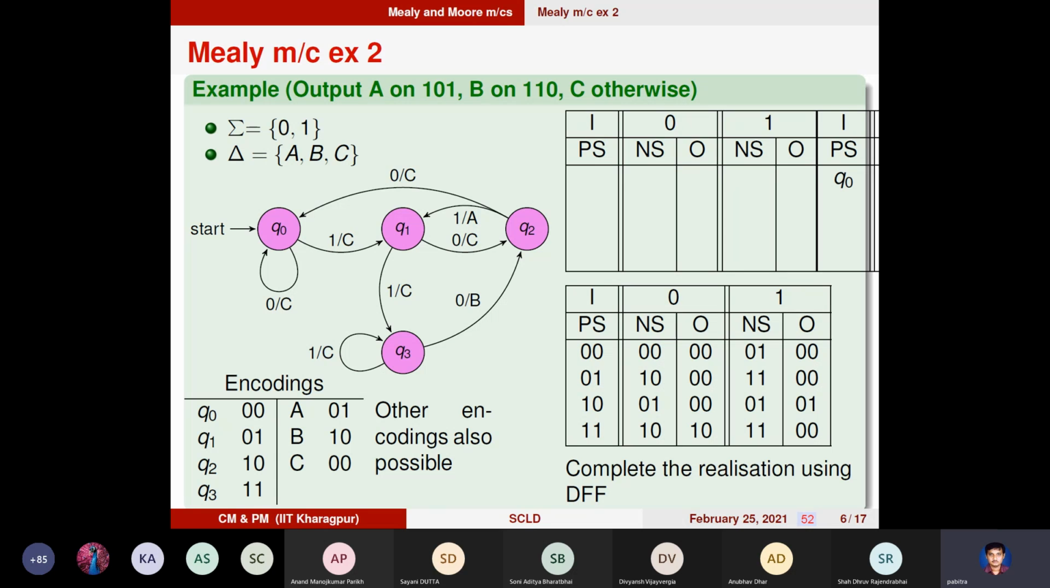Look at the diagram. You should read the diagram as follows. These are the state numbers Q0, Q1, Q2, Q3. And on these directed edges, the 0 is the input, oblique C is the output. So it's a Mealy machine. So output should be dependent on the input as well as the state. So 0 is the input, C is the output, and these are the states.